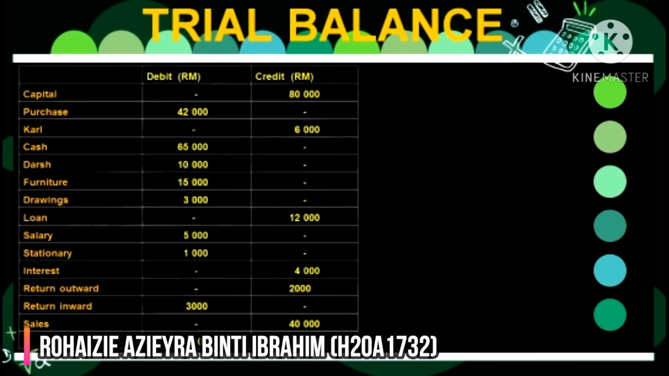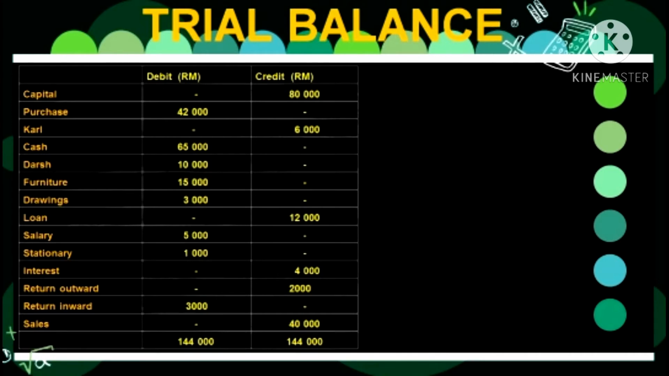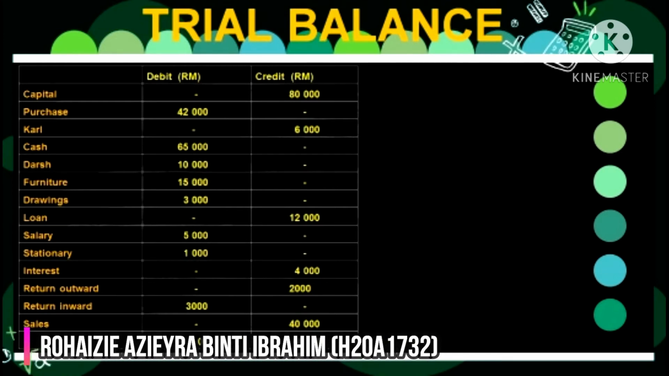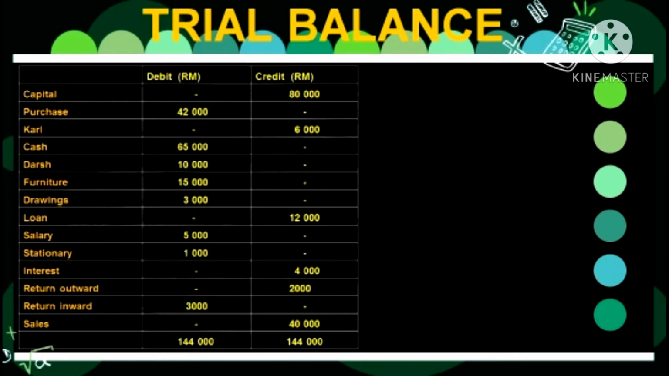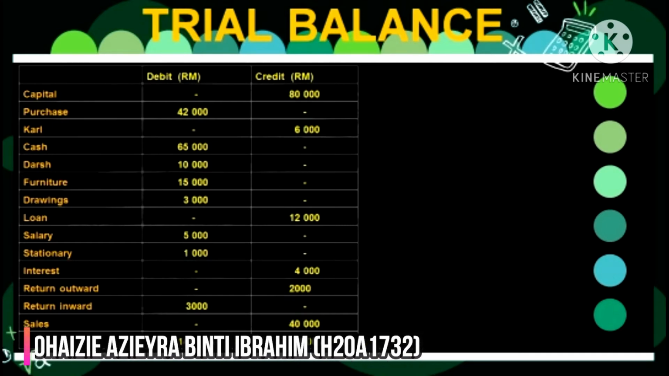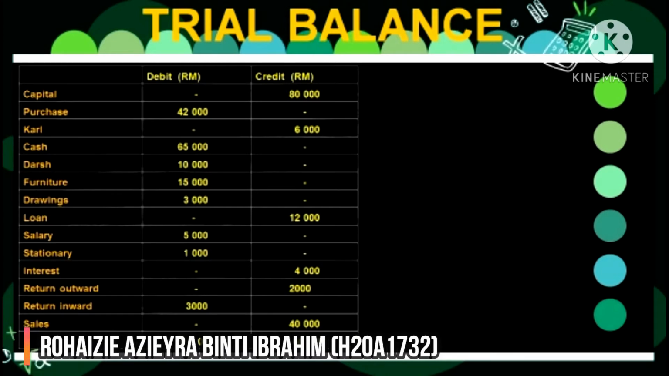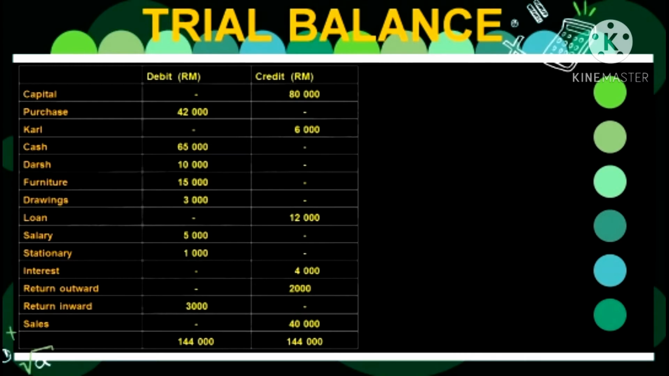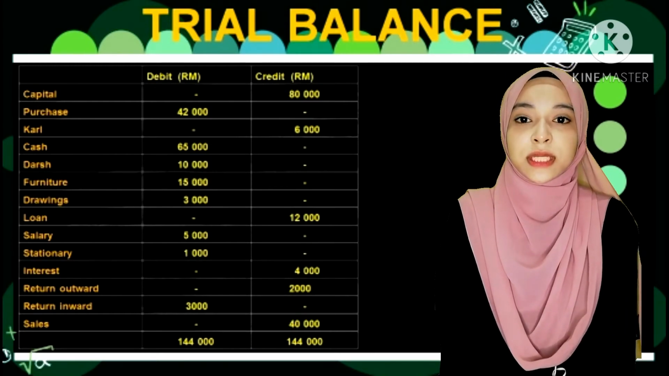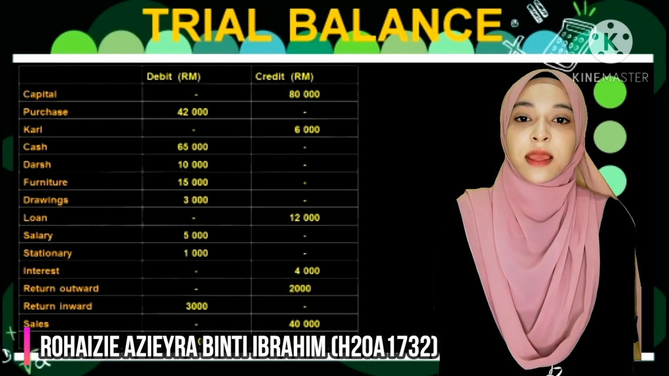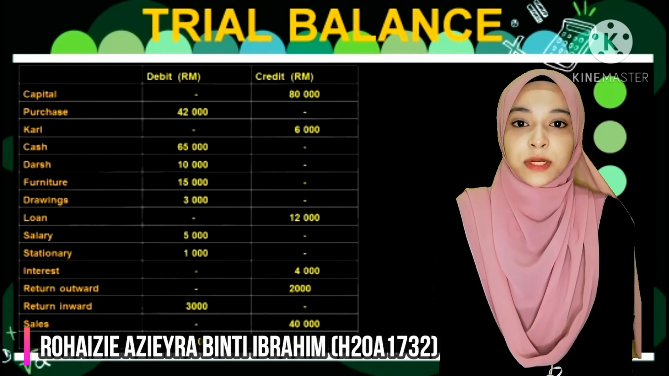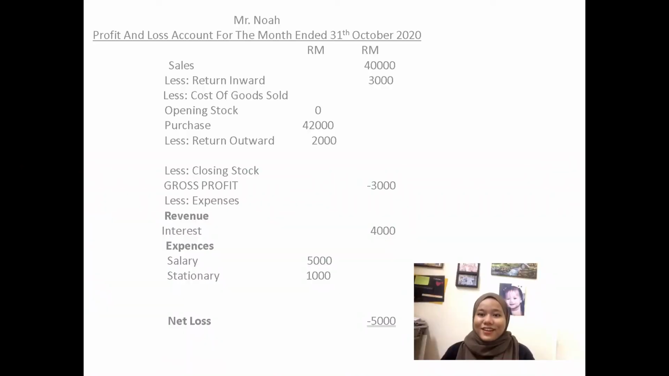In the trial balance of Mr. Noah's business, capital is 80,000, purchase is 42,000, card is 6,000, cash 65,000, dash 10,000, furniture 15,000, drawing 3,000, loan 12,000, salary 5,000, stationery 1,000, interest 4,000, return outward 2,000, return inward 3,000, and the last is sales 40,000. For Mr. Noah's business, the total debit is 144,000 and the total credit is 144,000.